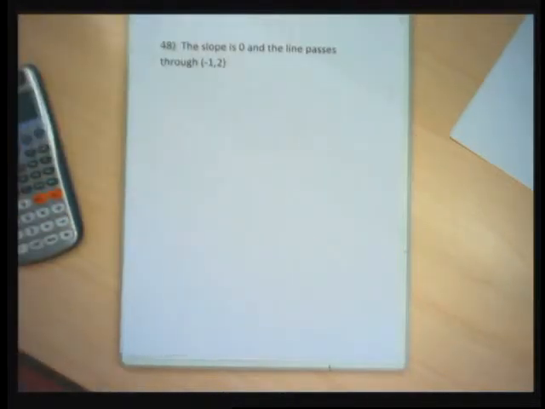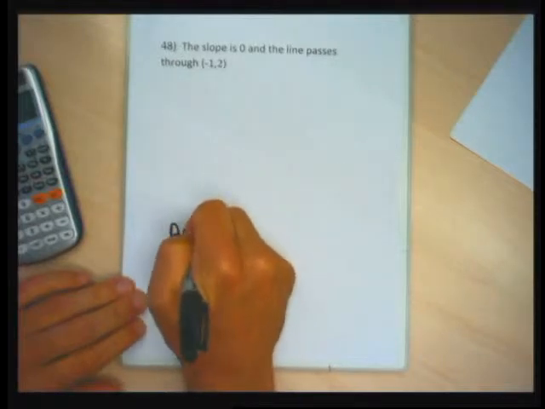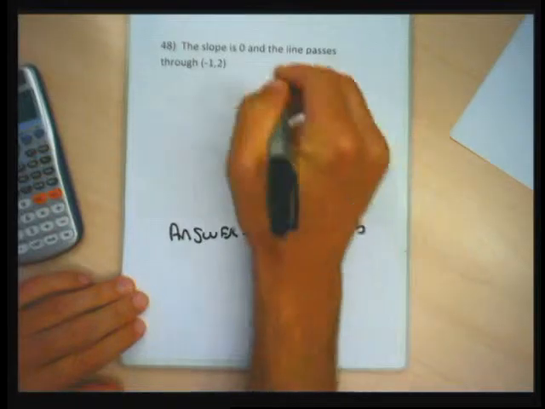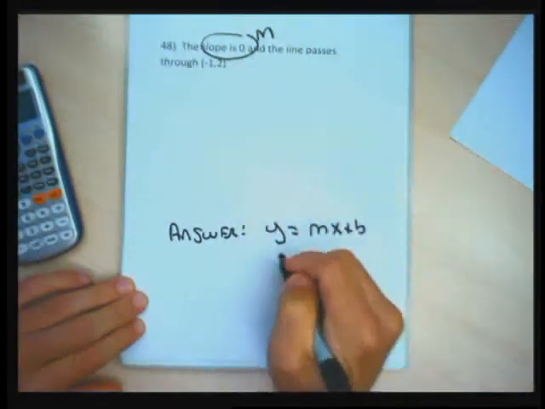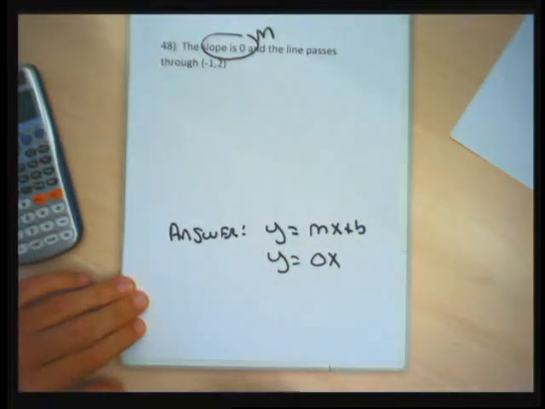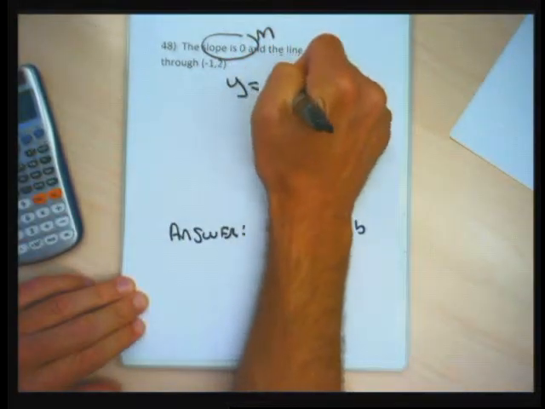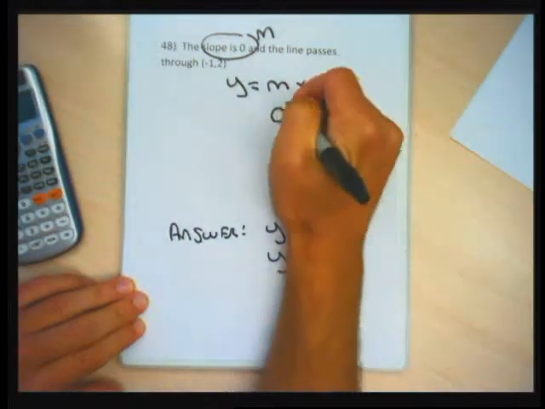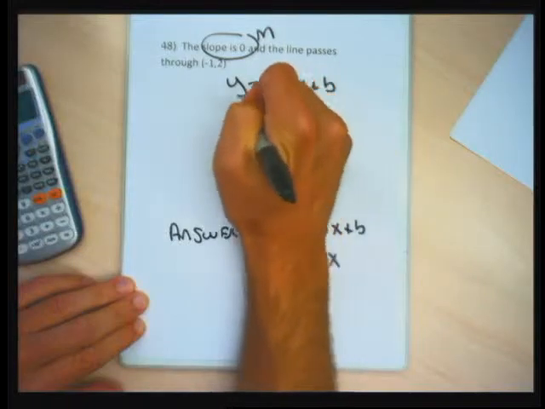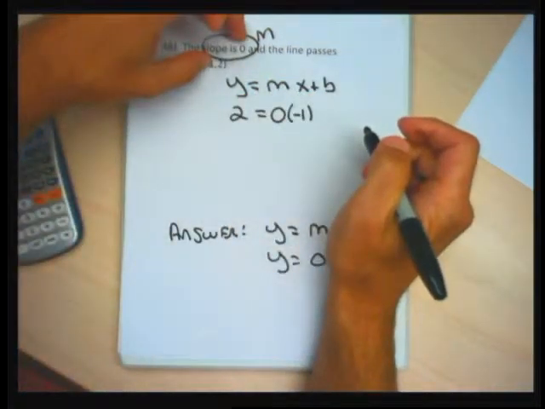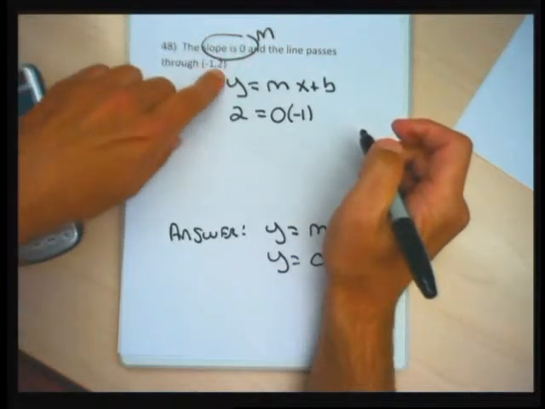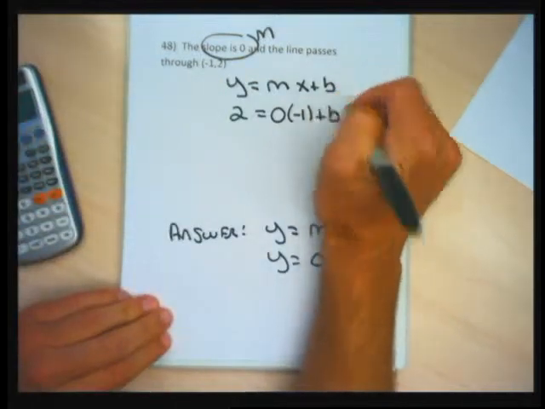Next one. Same sort of deal. My answer has to be in the form y equals mx plus b. The m is going to be 0, and I have to do the algebra to solve for b. The algebra to solve for b is I'm going to use the equation y equals mx plus b, and for the m I'm going to plug 0, and for the x I'm going to plug -1, and then for the y, I'm going to plug 2. I'm going to take the 3 numbers that are given, plug the 0 for the slope for the m, the x coordinate for the x, the y coordinate for the y, and do the algebra to solve for b.